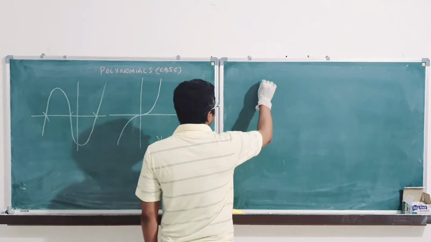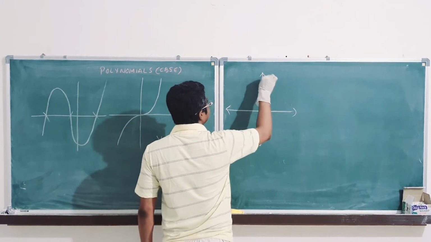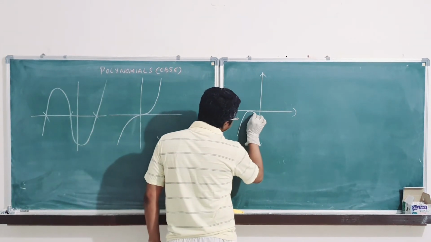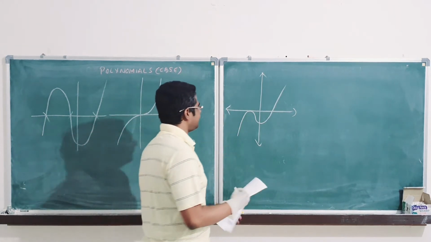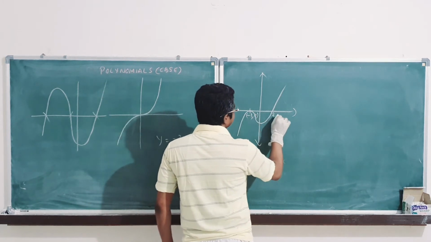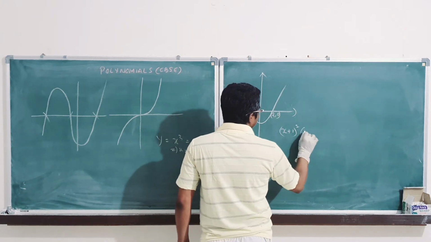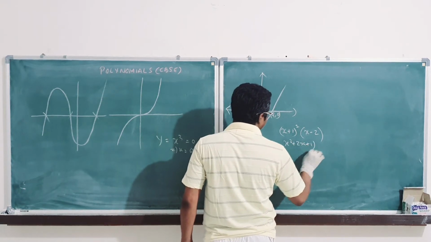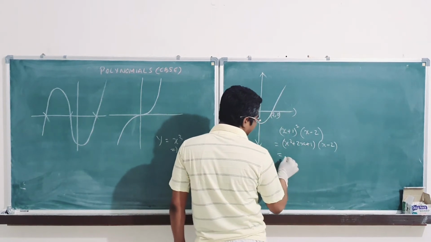Next, is it possible for a cubic equation or cubic polynomial to have 2 roots or 2 zeros? Yes, it is possible. That is, it will touch like this and go like this. So basically, this kind of polynomials are nothing but, here suppose it is minus 1, so minus 1, 0, and here let's take it 2, 0. Okay? So it is basically x plus 1 whole square, x minus 2. Okay? x square plus 2x plus 1 into x minus 2. So you can multiply this, I guess.